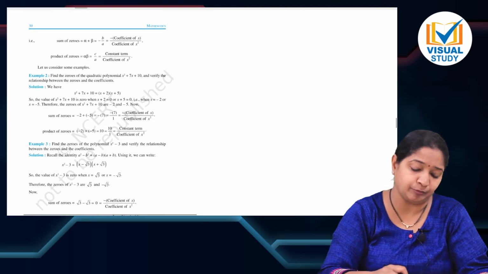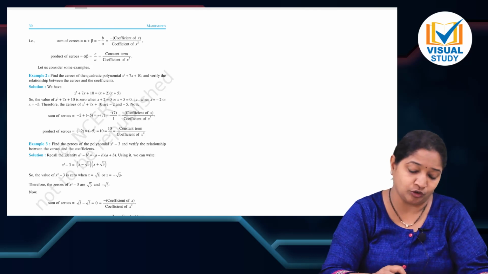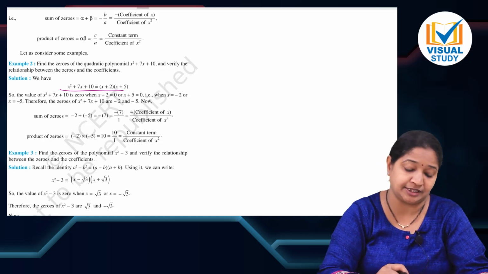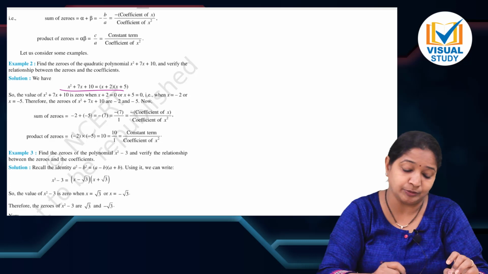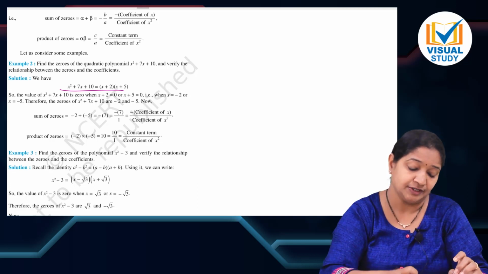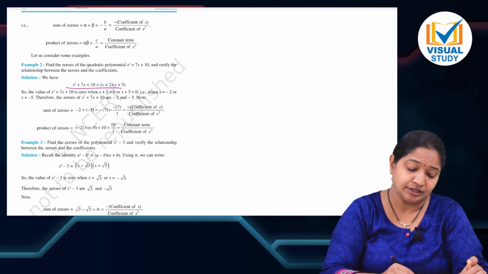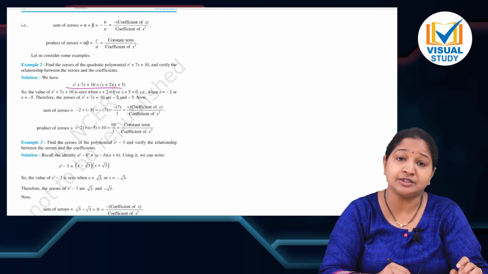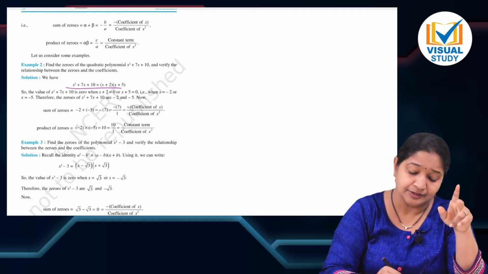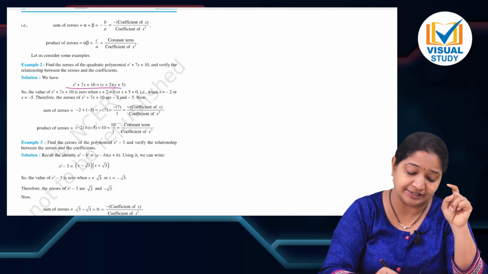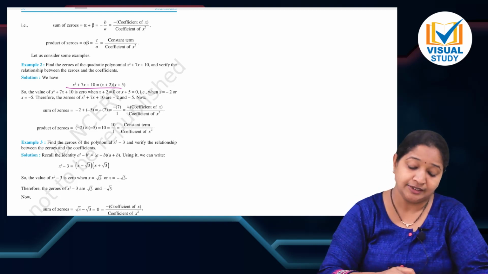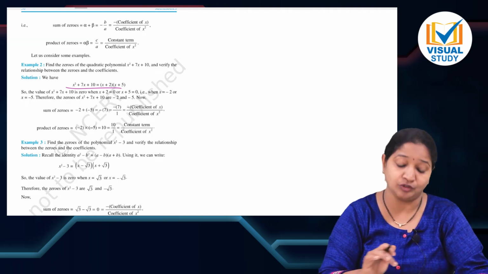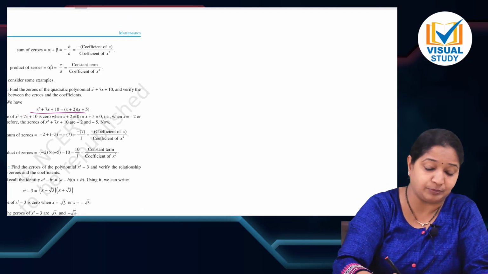Find the zeros of the quadratic polynomial and verify the relation between the coefficients. That is x square plus 7x plus 10. By middle term splitting, that is x plus 2 and x plus 5. You get the zeros as x equal to minus 2 and x equal to minus 5. So the sum of the zeros, minus 2 and minus 5, is minus 7, that is minus of the coefficient of x, which is 7. See here you have got it. Then the product of zeros is minus 2 into minus 5, that is 10 upon 1, the constant term upon the coefficient of x square. We will see one more example here.